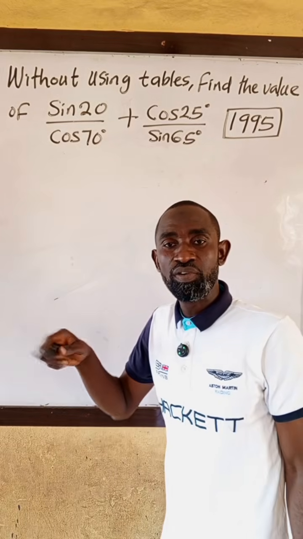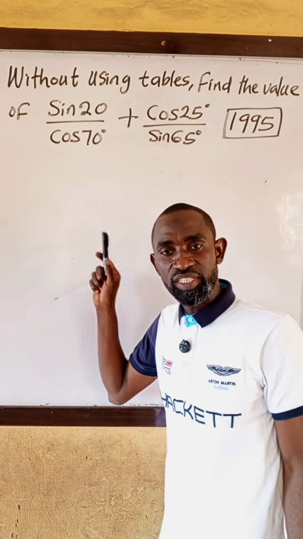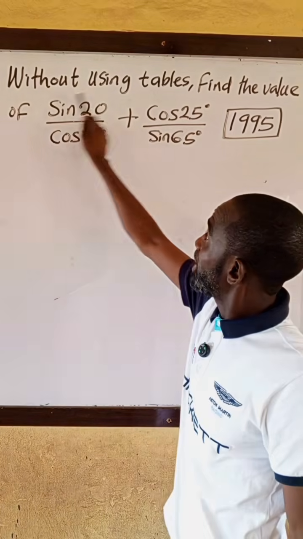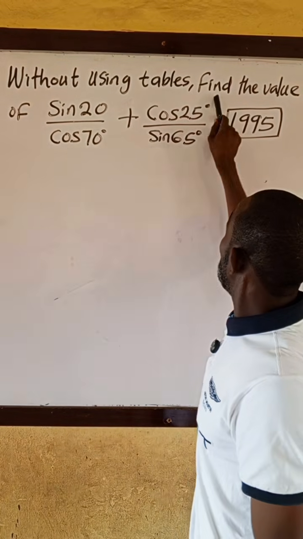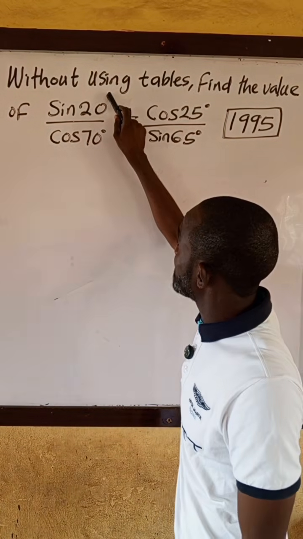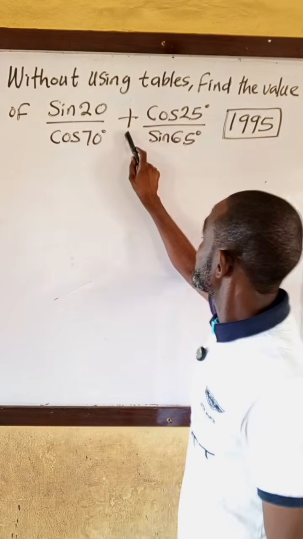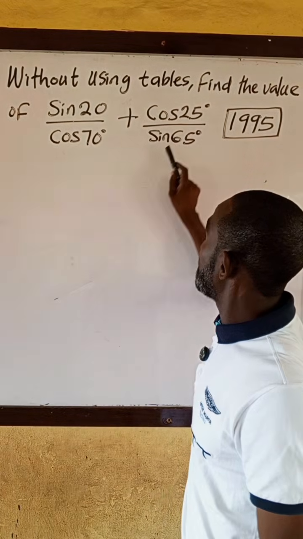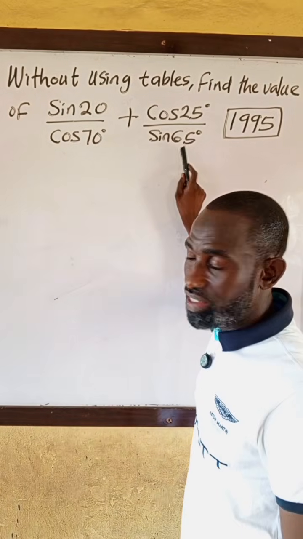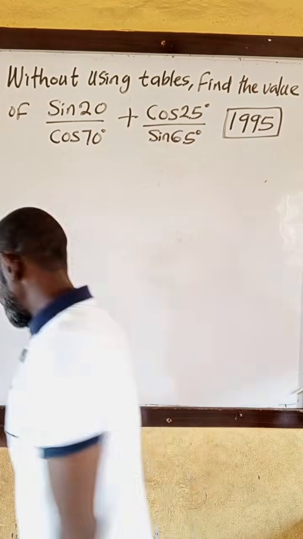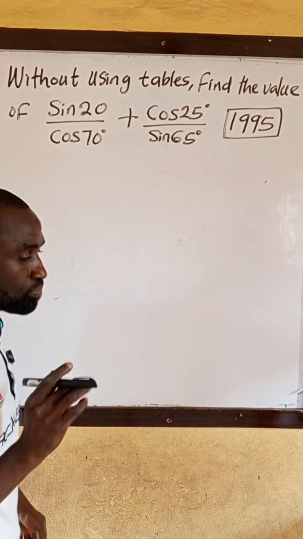How do we solve this type of trigonometry question? Without using tables, find the value of sin 20 degrees over cos 70 degrees plus cos 25 degrees over sin 65 degrees. This question is WAEC 1995. Now, let me just tell you one trick.